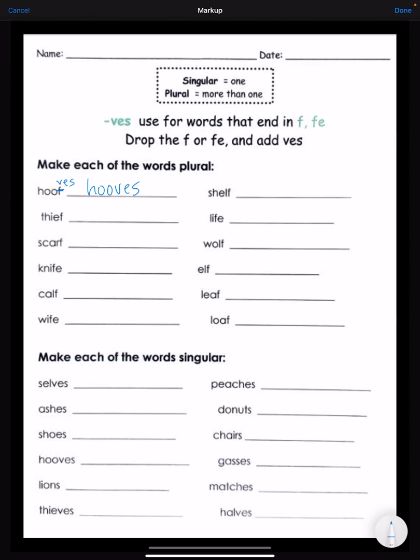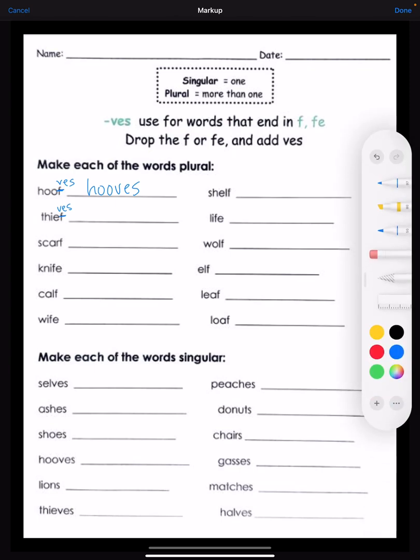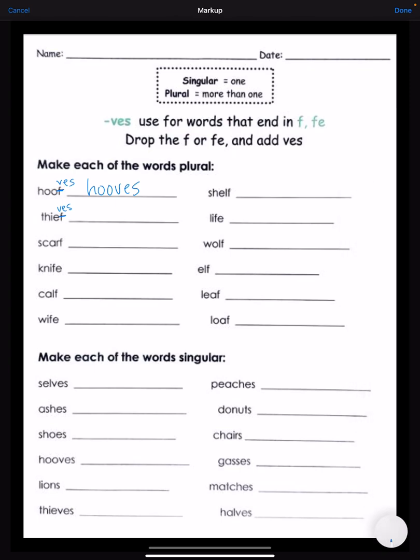Let's talk about the next one, thief. It ends in an F, so I'm going to cross off the F and add VES. This is the strategy I want you to use: cross off the F or FE and put VES right above it so you remember. So it's one thief, multiple thieves.